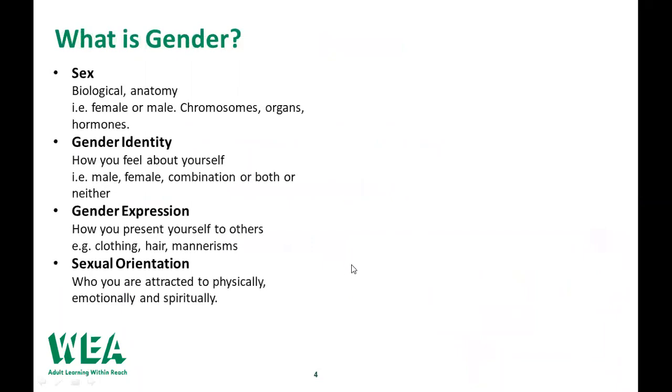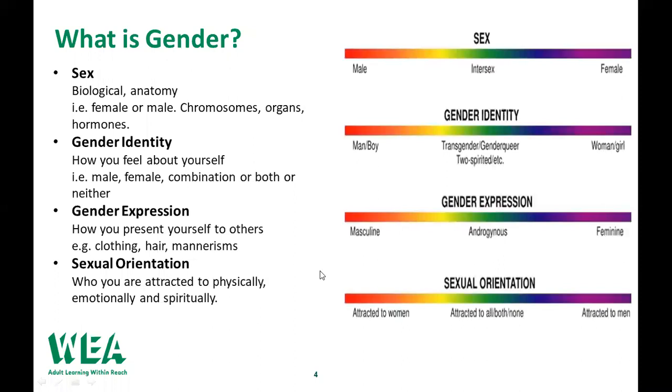So what is gender? Gender is about identity and expression of individuals. So it's not necessarily about a sex, so male or female. It's actually about how people identify themselves. So they can identify themselves internally as how they feel about themselves. So they could feel male, or they could feel female, or they could feel a combination of both, or neither, because we're looking at a continuum or a spectrum of how you feel.